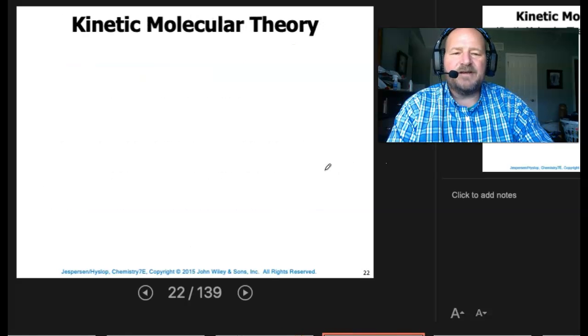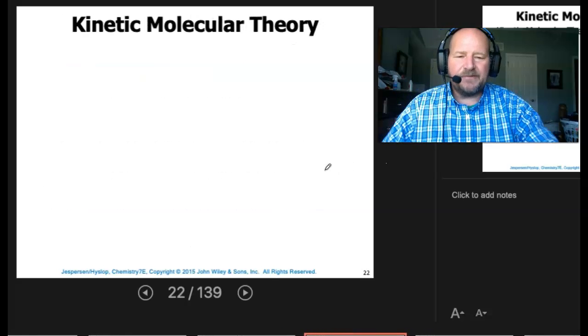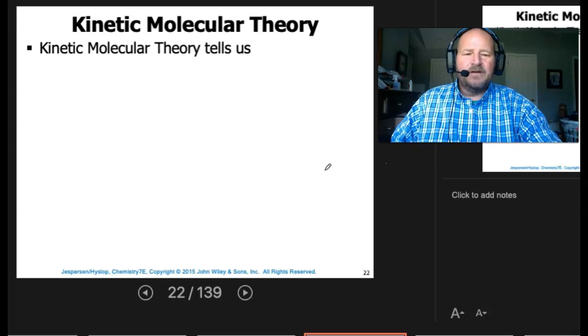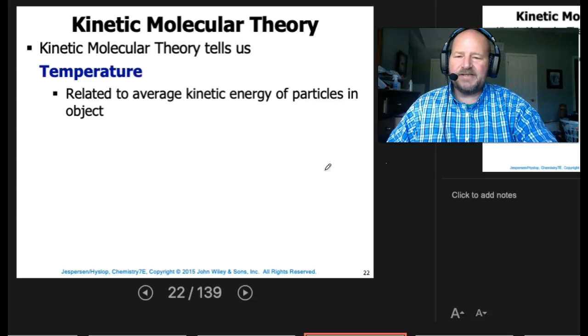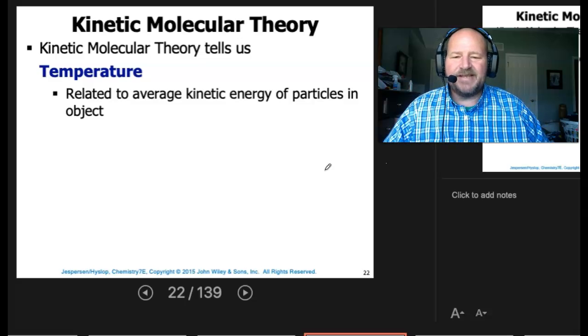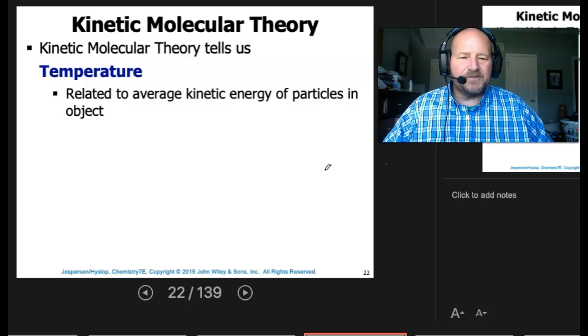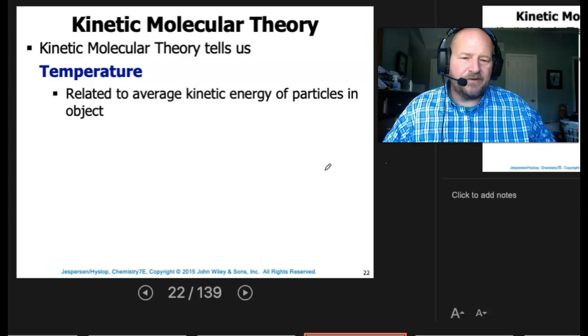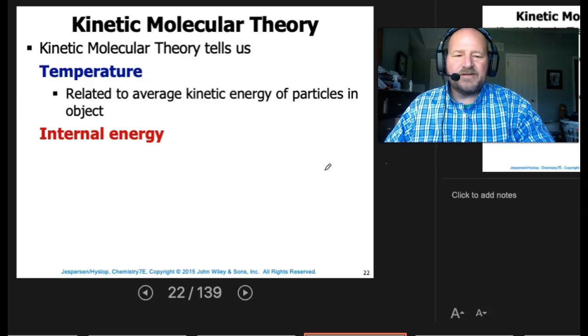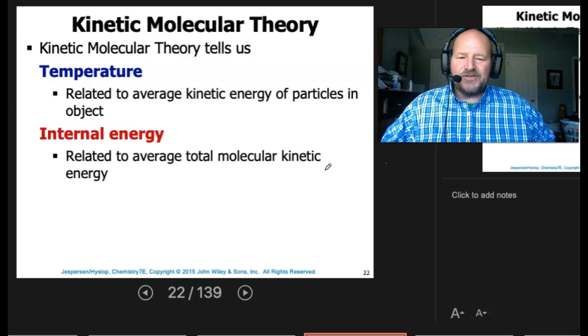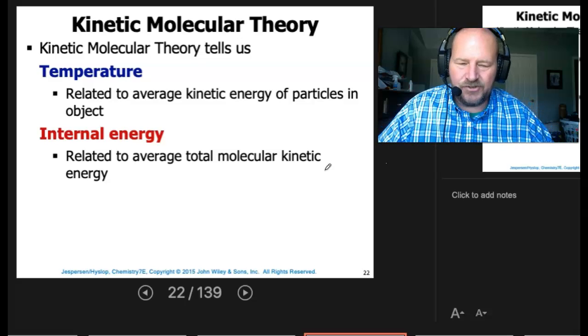All right, kinetic molecular theory. This is going to carry through to gases as well. There are some things that molecular theory will tell us. Temperature is related to the average kinetic energy of the particles in the object, which means we're looking at how they're moving around, right? The internal energy is related to the average total kinetic energy.